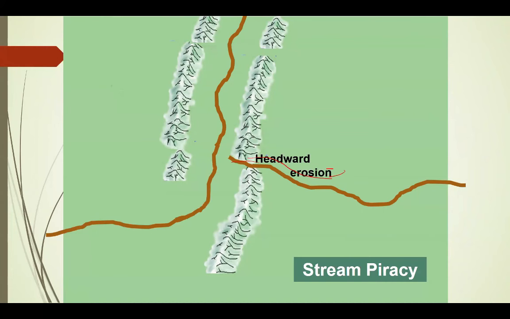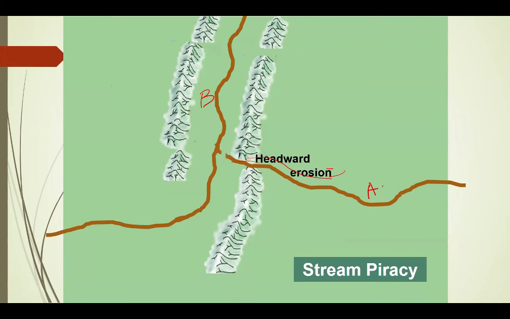Now, as you can see, this river is flowing on a steeper gradient, and this one, which is river B, is flowing on a gentle gradient. Because river A is on a steeper gradient, it's going to do what we call headward erosion, lowering and removing the watershed through the process of headward erosion.